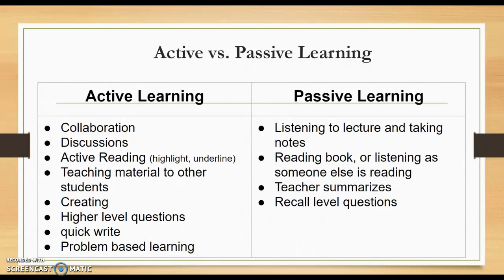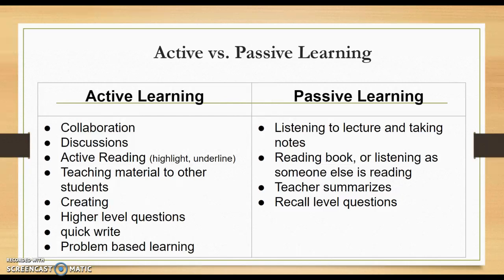We can flip that over to active learning if we challenge the students to summarize what they just learned or summarize what they just read. And then, of course, when we just ask those recall level questions, that is another indication of that passive learning. When we're asking, what is this? Where did he go? Those types of things. Those are just those recall level questions.